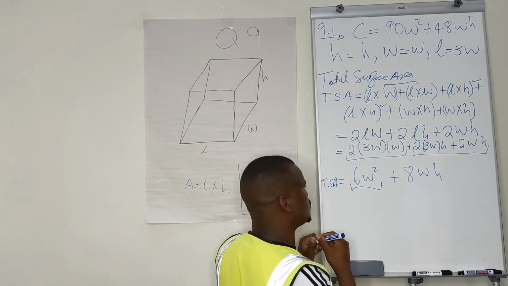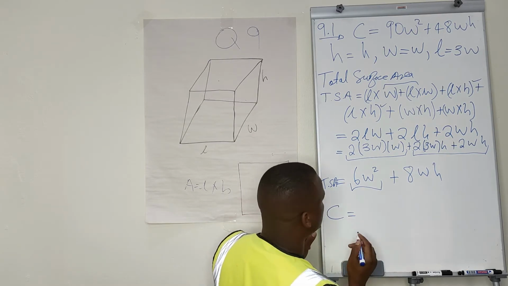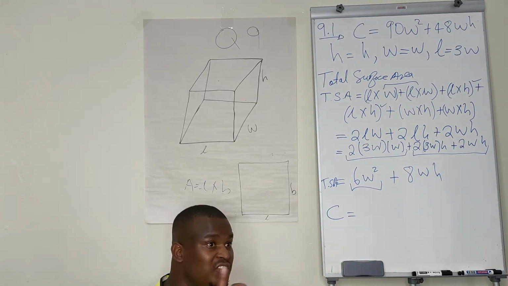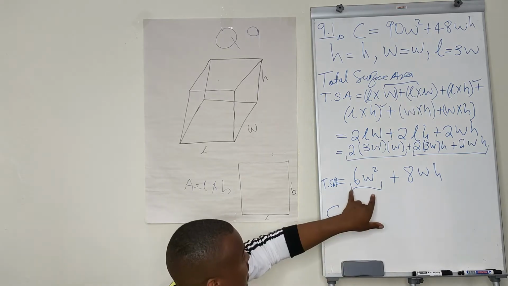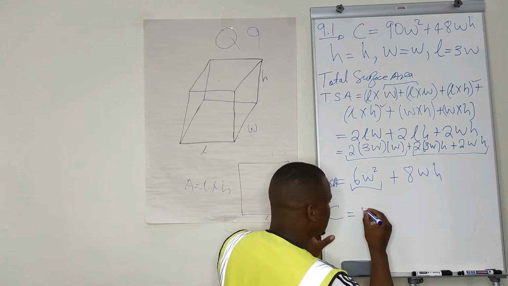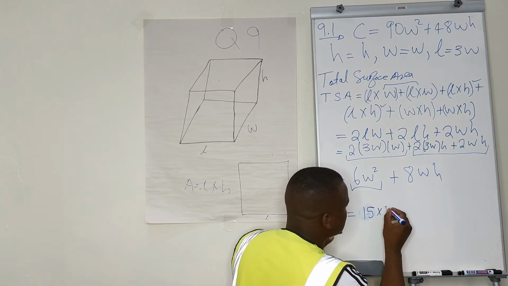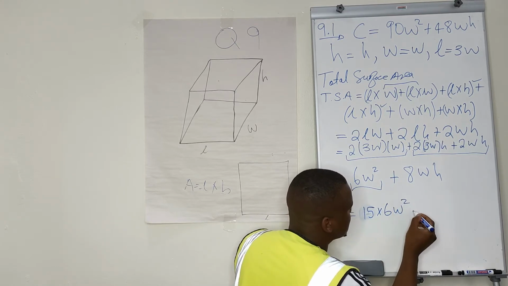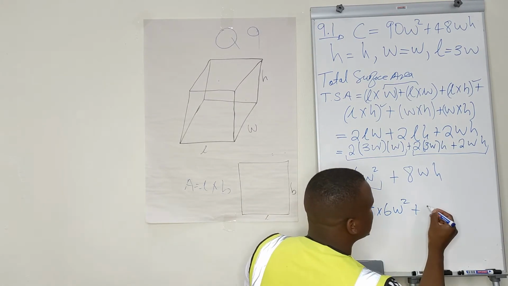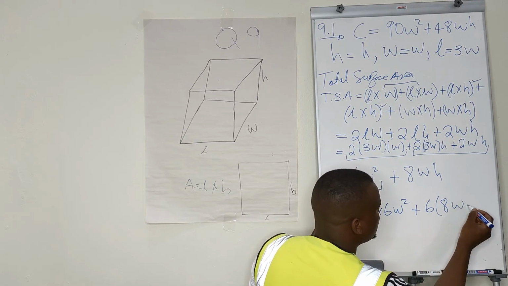So what are we going to do here? We're going to say, okay, the cost now will be equal to, we're told that to construct the base is 15 rand per square meter. So this is the base part, because these two add up to this. So it's going to be 15 rand times 6W squared. So this is the cost of the base and the top, plus 6 rand times 8WH.